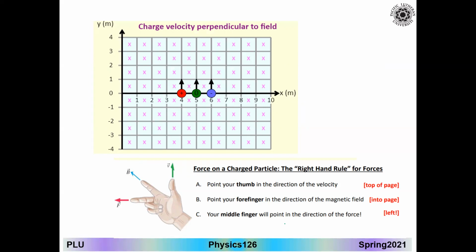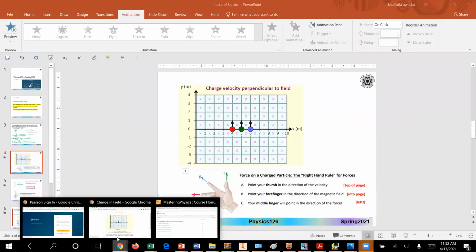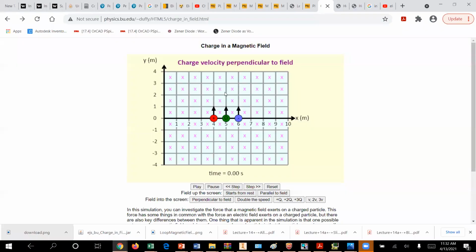Let's see an example here. I have a simulation to observe that effect. Let's run the simulation very quickly and see what happens. We have three charges with the magnetic field pointing into the page, a positive charge, a negative charge, and a neutral one. We apply the magnetic field, and they have a certain velocity. All of them are pointed up.